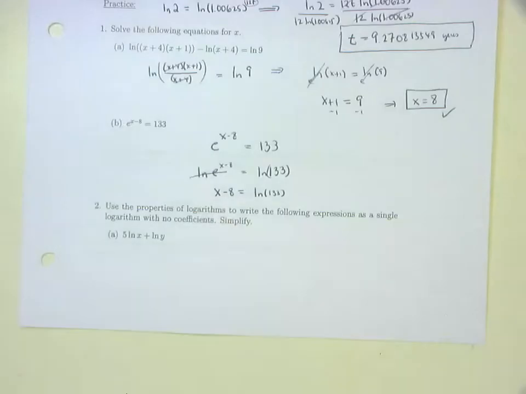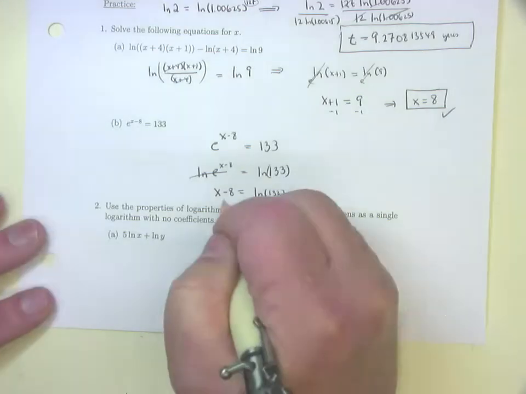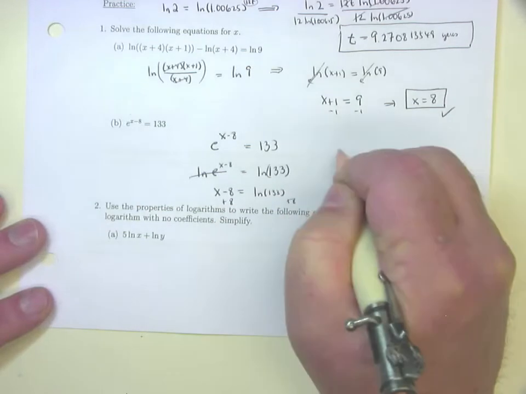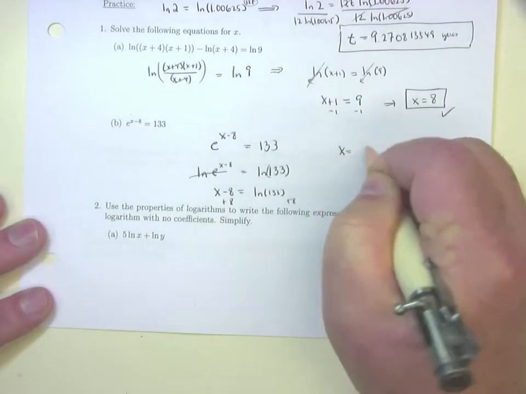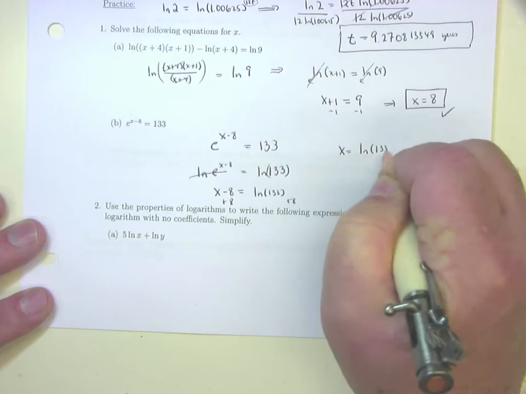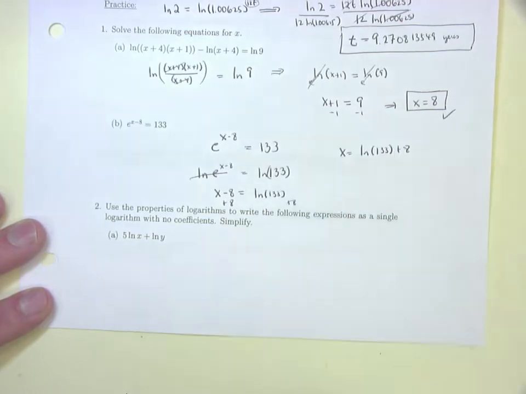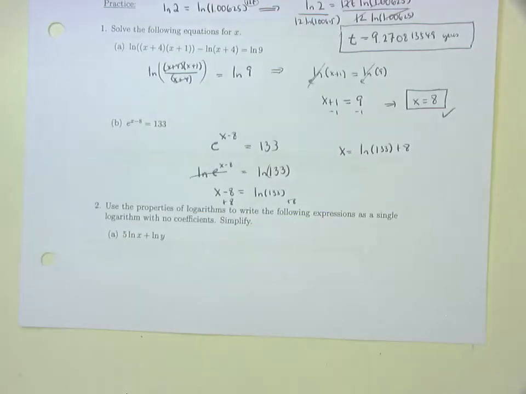Now, natural log of 133 is nothing but a number on your calculator. It's going to become a messy decimal. Just leave it alone. Solve for x. I have x minus 8 equals natural log of 133. What gets rid of that minus 8? I'm going to add 8 to both sides. That'll give me x is equal to the natural log of 133 plus 8. Does that make sense? And that's perfectly fine.